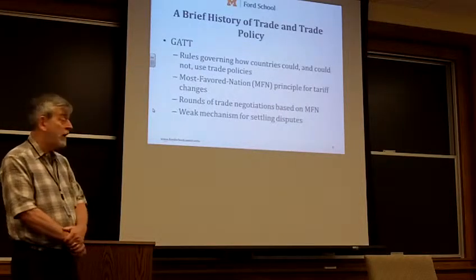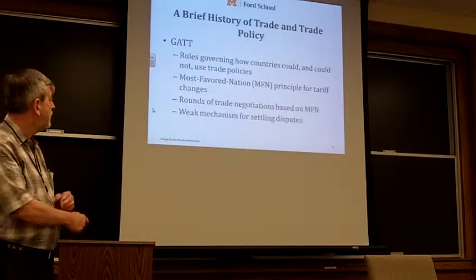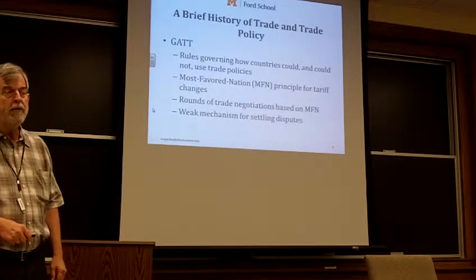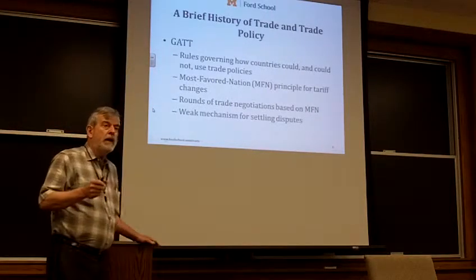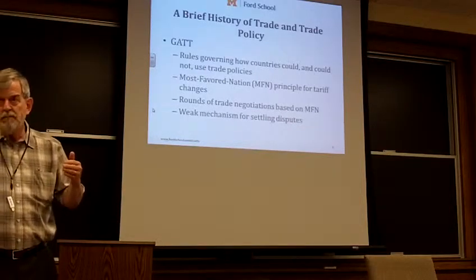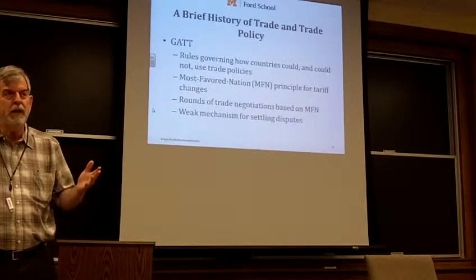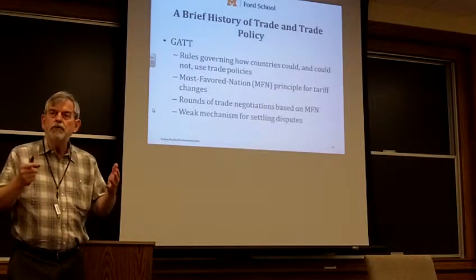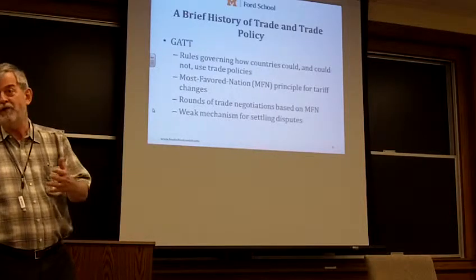And it had several features, but the most important one probably was this one I've listed here called the Most Favored Nation Principle, or MFN principle. The Most Favored Nation Principle says that you will give every other country in the agreement, which today is basically every other country in the world because almost every country's in the WTO, as good a treatment, as favorable a treatment, as you give the most favored nation.